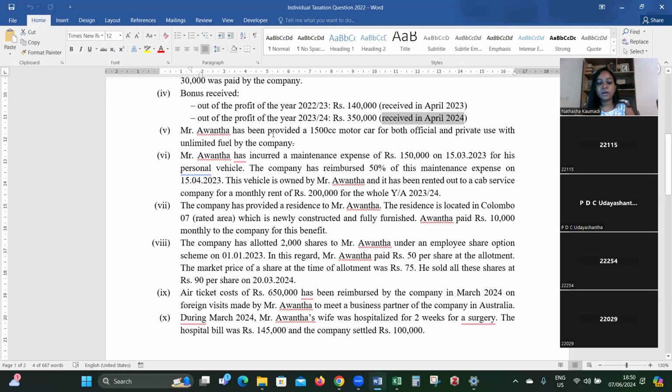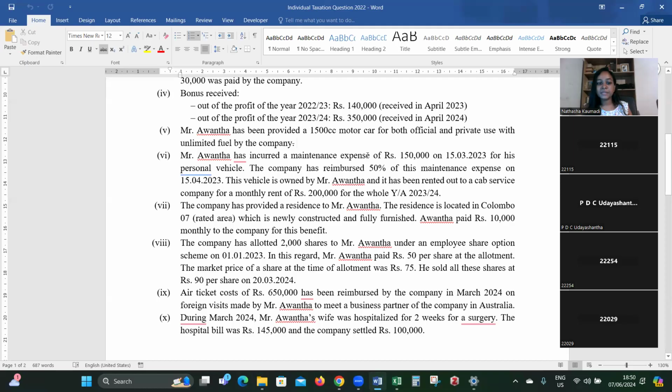Vehicle benefit. Under non-cash benefits, we have discussed how to take vehicle benefits for taxation, so you have to adjust it. And then number 6, Mr. Avantha has incurred a maintenance expense of 150,000 on 15 March 2023 for his personal vehicle. The company has reimbursed 50% of this maintenance expense, that means 75,000, on 15 April 2023.